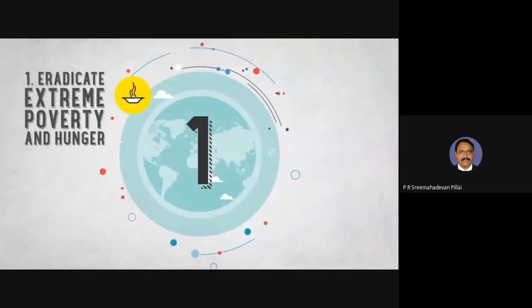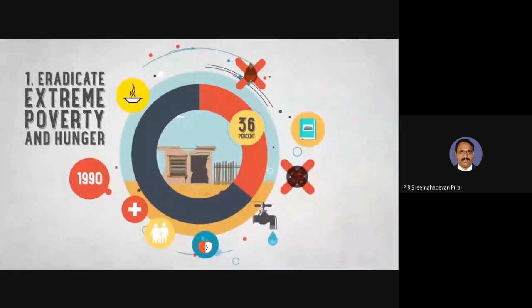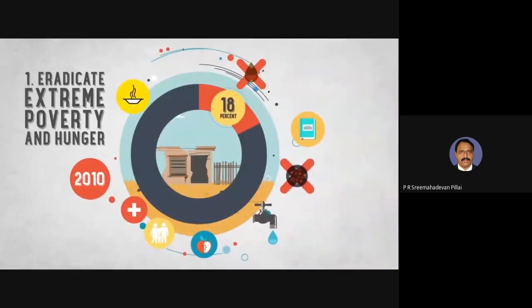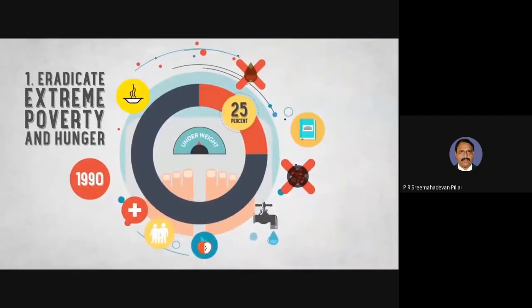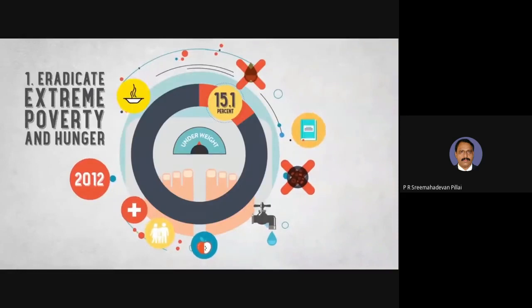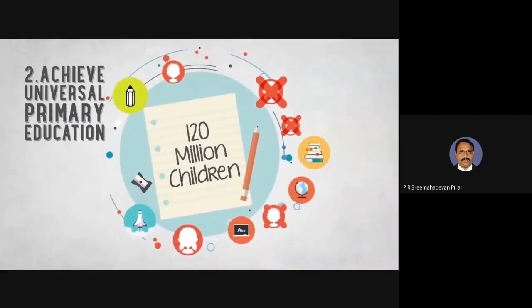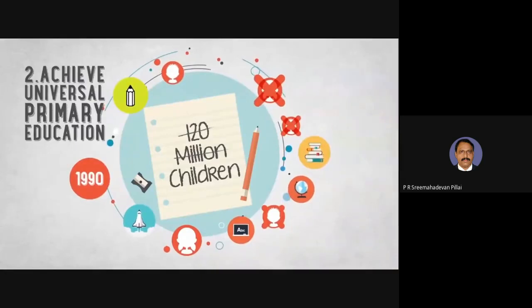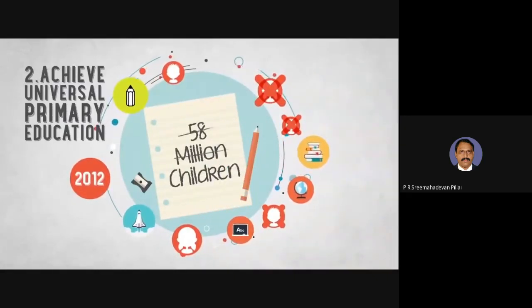Number 1. Eradicate extreme poverty and hunger. In 1990, 36% of the world's population was living in extreme poverty. In 2010, that proportion was down to 18%. That means we've already halved extreme global poverty. In 1990, 25% of children under 5 years old were underweight. In 2012, that had reduced to 15.1%. Number two, achieve universal primary education. In 1990, 120 million children couldn't go to primary school. In 2012, that number was 58 million. We're more than halfway along the road to universal primary education.